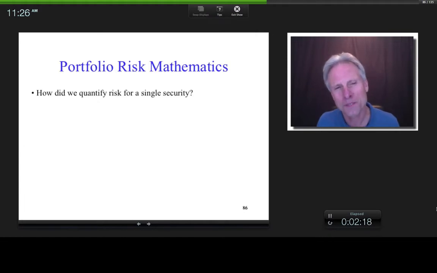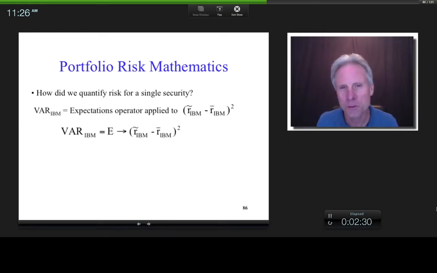So speaking of single risk, remind me, back in the world of just one single security, what was the name of the formula that we came up with that quantified risk? It was the variance, right? And how did we get variance? Well, we applied the expectations operator to this unexpected squared.